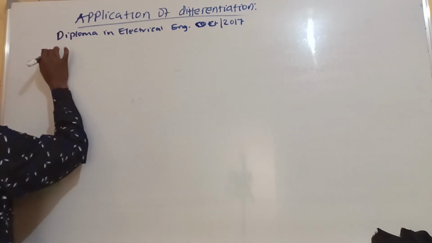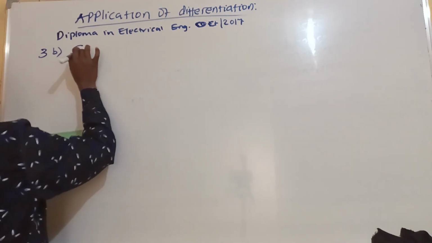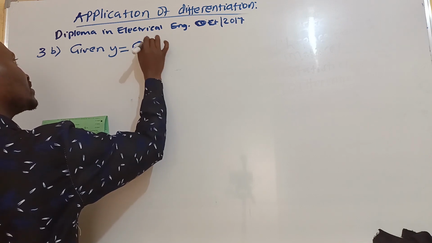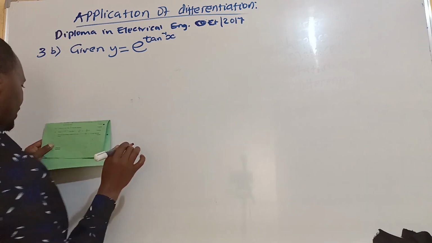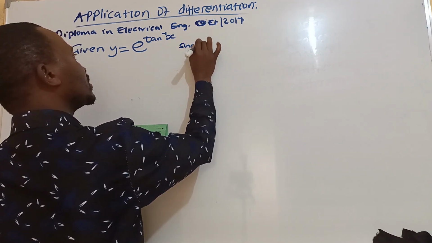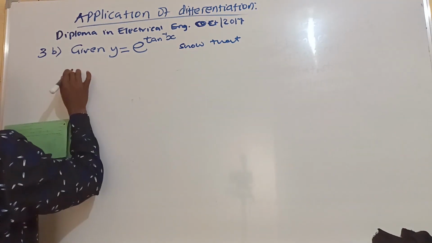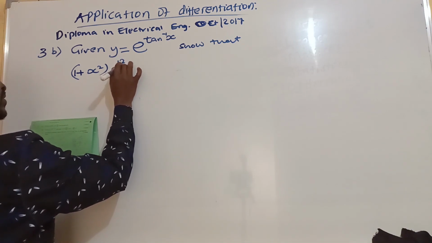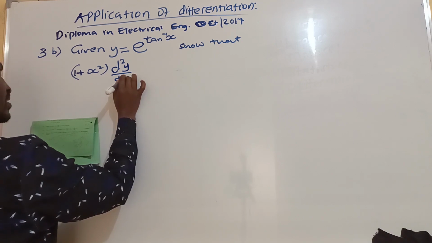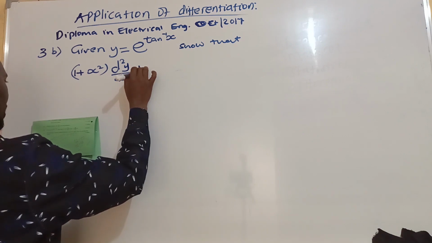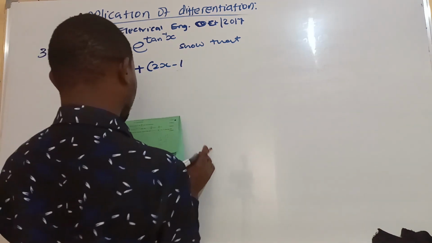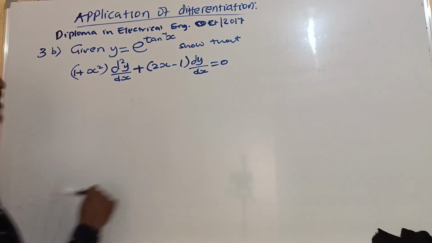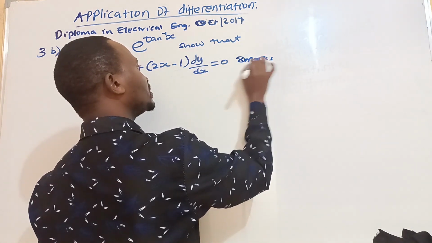3B. We are told, given y is equal to exponential tan inverse x, show that 1 plus x squared into the second order derivative of y with respect to x, plus 2x minus 1 dy/dx, is equal to 0. That question is 8 marks.